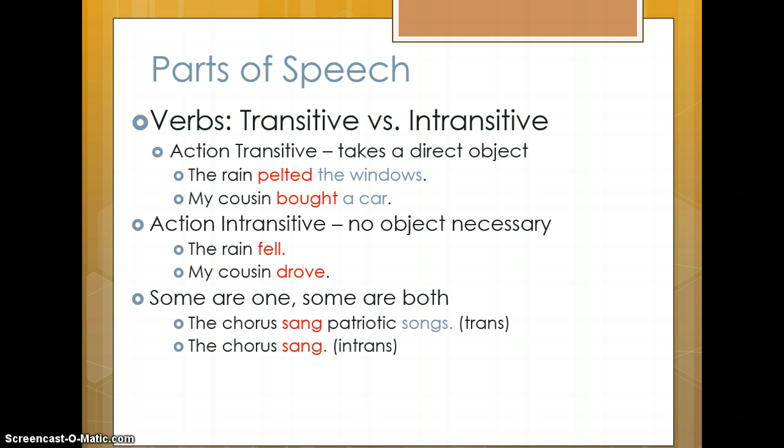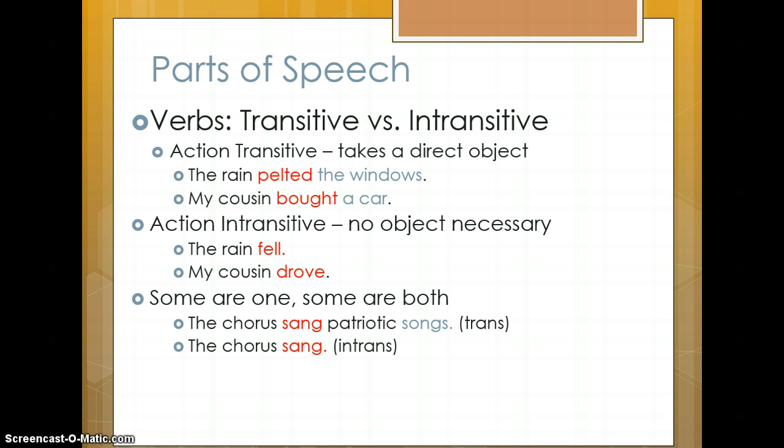On the other hand, other verbs don't need that direct object, and they're the ones we call intransitive. The rain fell. We don't have to say where the rain fell. It just fell. It can stand alone. My cousin drove. That's just fine all by itself. Some are one. They're either transitive or intransitive. They always need that direct object or they never need it.